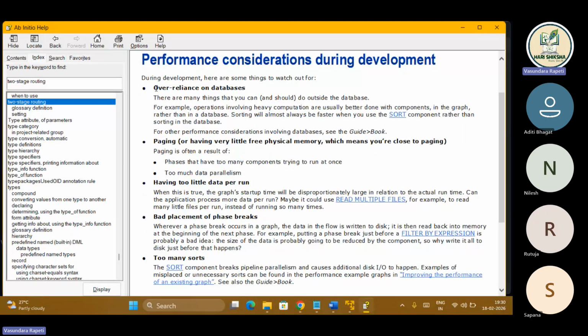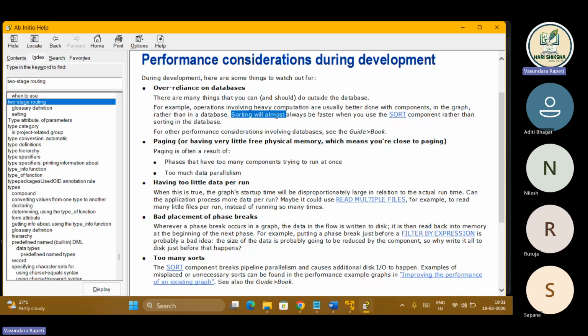Now, over-reliance on the database. During development, there are some things you can watch out for so that the graph will give good performance. First thing is over-reliance on the database. There are many things that you can avoid, or do outside the database. For example, operations involving heavy computation are usually better done with components in the graph rather than by the database.